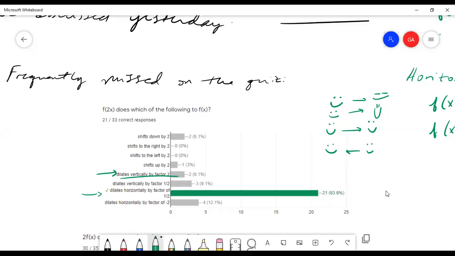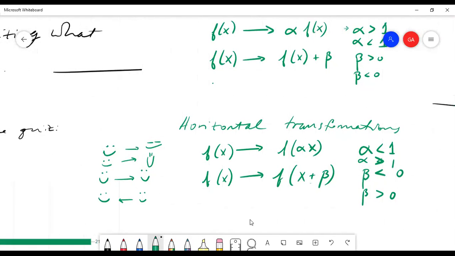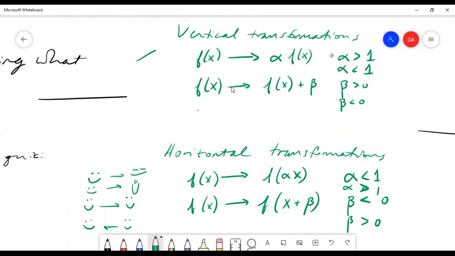First of all, when you see something of this form, I would look at the rules. So here I have f of 2x. I would look at the rules and first categorize: is it a vertical transformation or a horizontal transformation? F of 2x. Well, clearly the transformation number is inside the argument, so it affects the horizontal behavior. So first, I would put myself in the category of horizontal transformations. And then I would ask, is it a stretch or a shift? It's a stretch because it's a multiplicative thing.